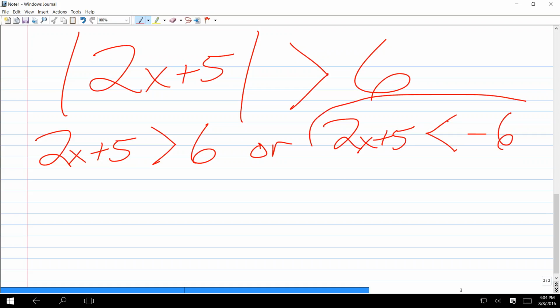In other words, always remember you have to do two things there. I not only have to switch the direction of the sign, but I have to change the plus or minus sign. So the second part of the or, whenever you have an inequality involving an absolute value, you have to do two things. It's kind of like dividing a fraction.